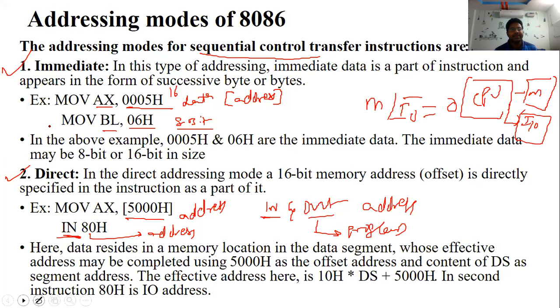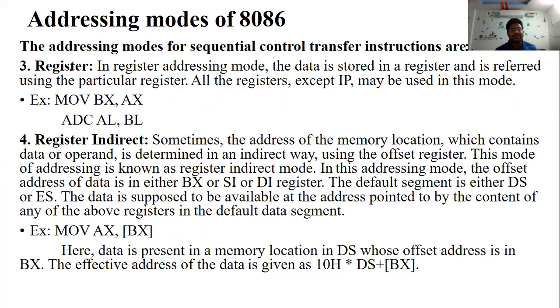Next one, register to register. You can use the MOV instruction: the data present in AX is moved to BX, as you can see from the arrow. Then addition with carry: the data present in BL is added to AL with the carry, BL to AL.